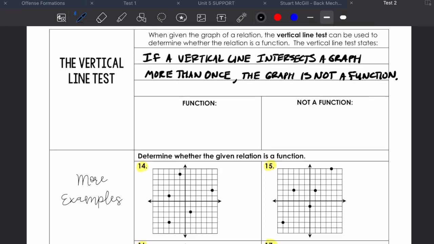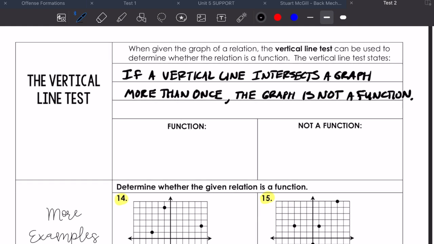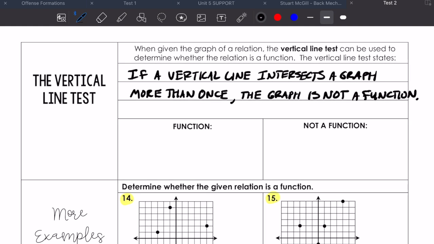Flip to the other side. Another easy way to test whether or not something is a function is called the vertical line test.